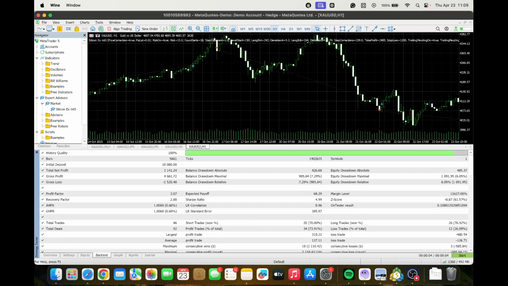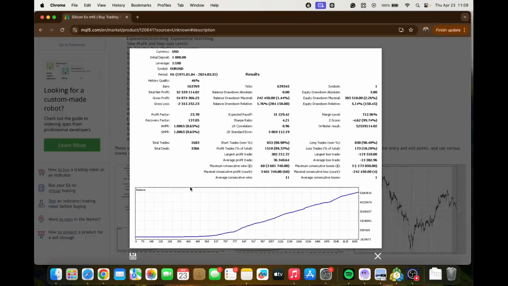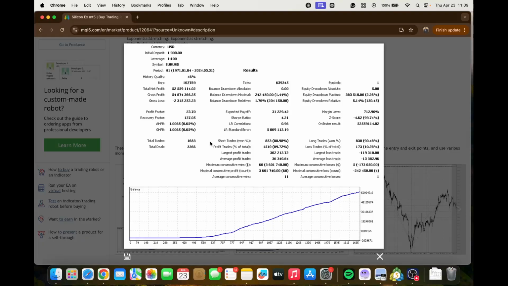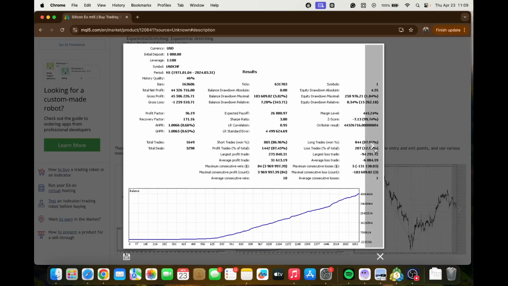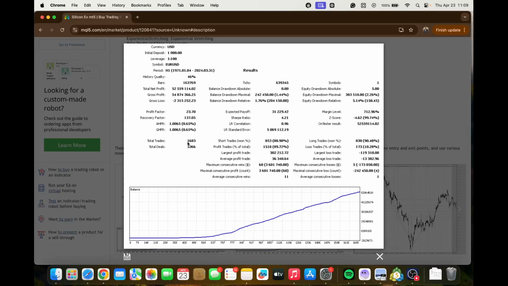And when you compare this to the developer's charts, they show tens of millions of profits from a $1,000 deposit, and profit factors of 20 to 36, and drawdowns under 8% on decades of data. You can see their own backtest was within a longer period, 1971 to 2024. That's quite a long time, and the difference is pretty stark.